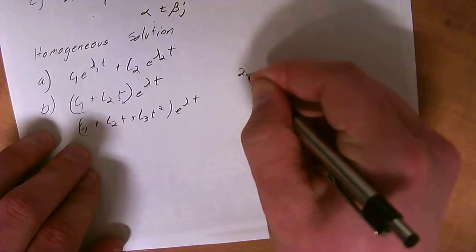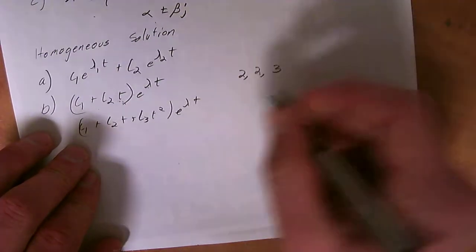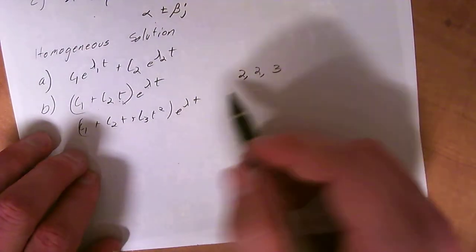Now there's also the condition, this is for the multiplicity of 2, so if you have 3 roots, let's say we have roots of 2, 2, and 3.